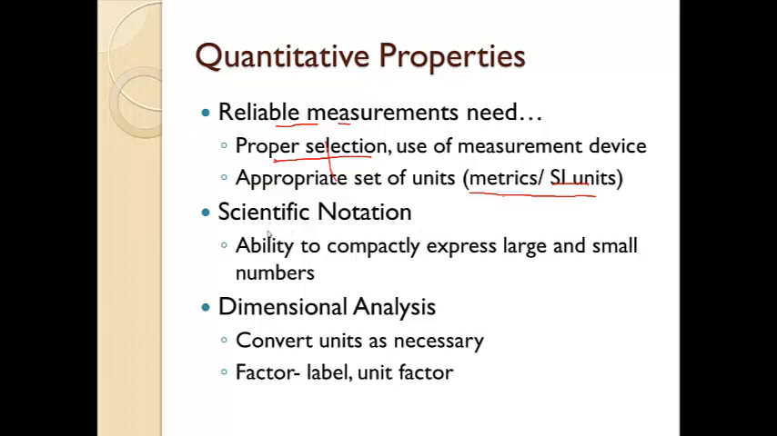We also use scientific notation, which we will discuss later. It's the ability to compactly express large numbers and small numbers. It makes it easier for us to communicate and easier for us to write. We also use dimensional analysis quite regularly, which is a way to convert units. It's also called the factor label method and the unit factor method.